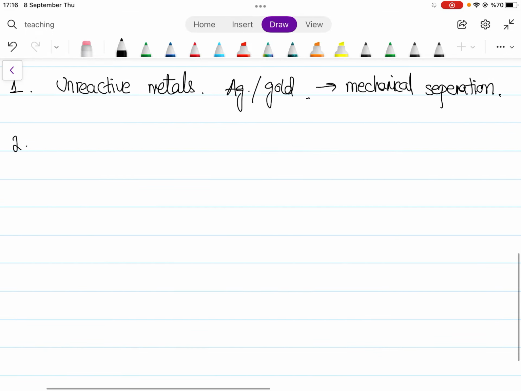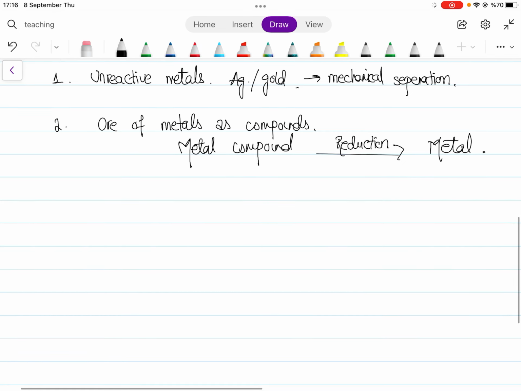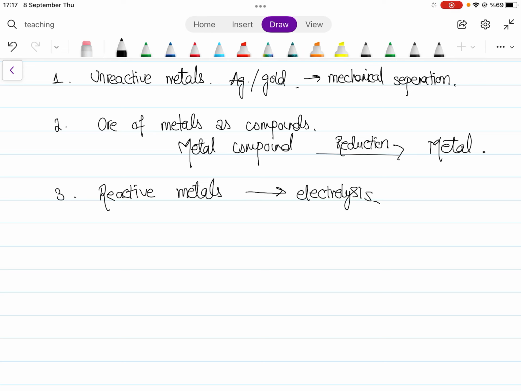Then the second method is for the ores of the other metals, the ones that are in compounds. Metals as compounds. Here what we have to do is that we have a metal compound, we have to reduce it. We conduct reduction on it for it to produce a metal. Now for the very reactive metals, we use electrolysis on them. The compounds of more reactive metals are very stable and they need electrolysis to reduce them. This is a very powerful method, but it costs a lot because it uses a lot of electricity.